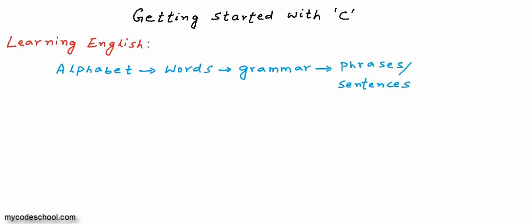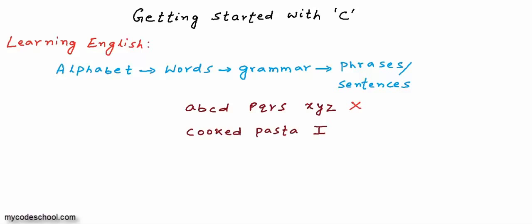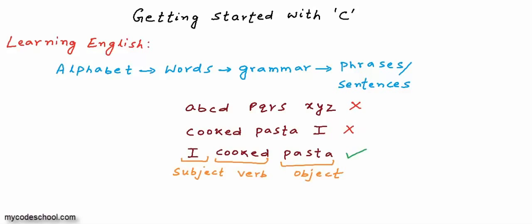By grammar, we basically mean a set of rules for the language. When we are constructing phrases or sentences, we must follow the grammar. There are a couple of things. First of all, we must use valid words. This sentence does not make any sense because the words are not valid. This sentence, even though the words are valid, once again is not a valid sentence. As per English grammar, a simple sentence like this should have a structure like subject, verb, object.